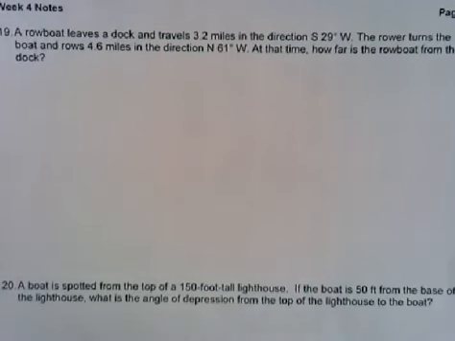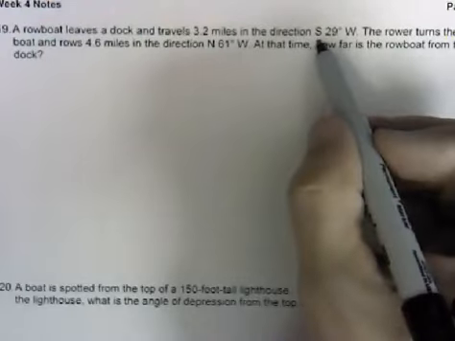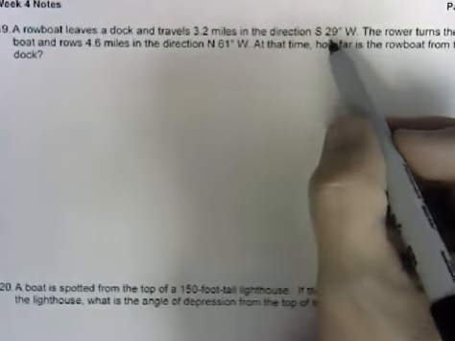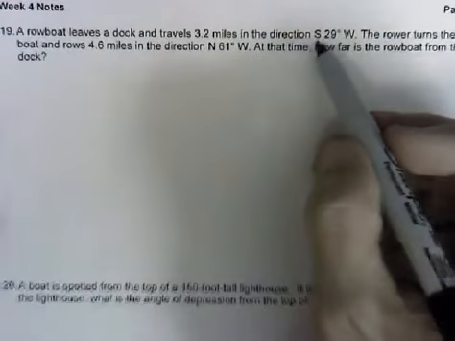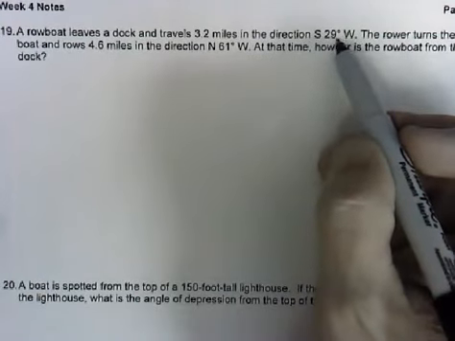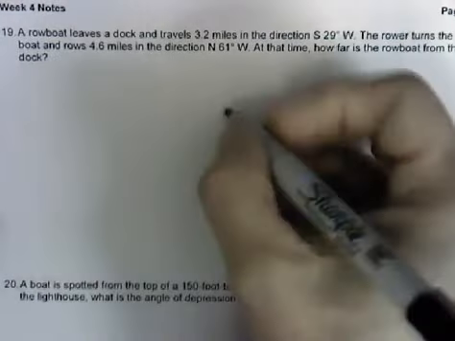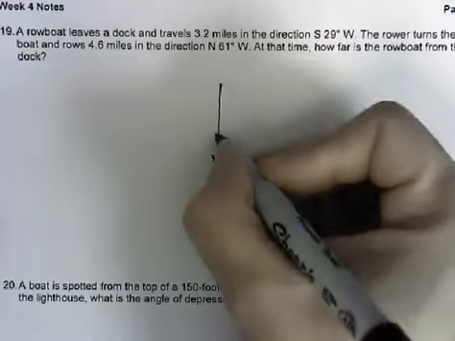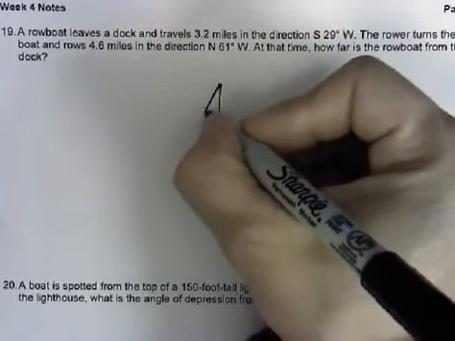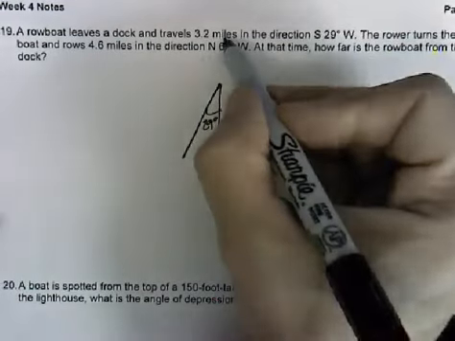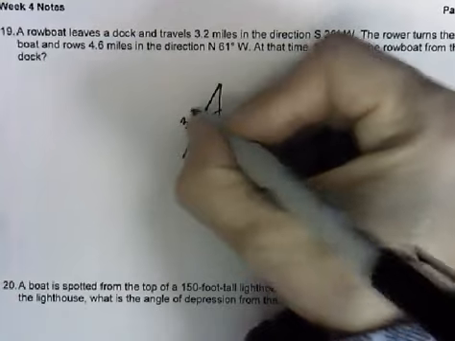Here's an application problem that deals with bearings. And in this one, remember, it's really important to try and draw the picture correctly. It doesn't have to be super accurate, but it should be somewhat. First, we have the rowboat leaving the dock and going in the direction of south 29 degrees west. Here's due south, and if I'm going west from there 29 degrees, that would be something like this. And then in that direction, it travels 3.2 miles.